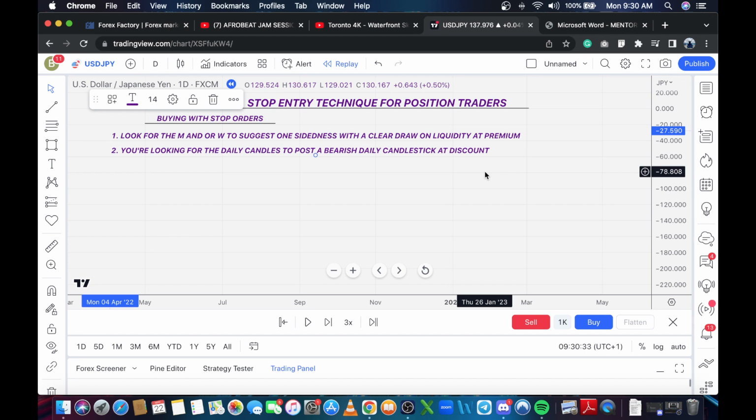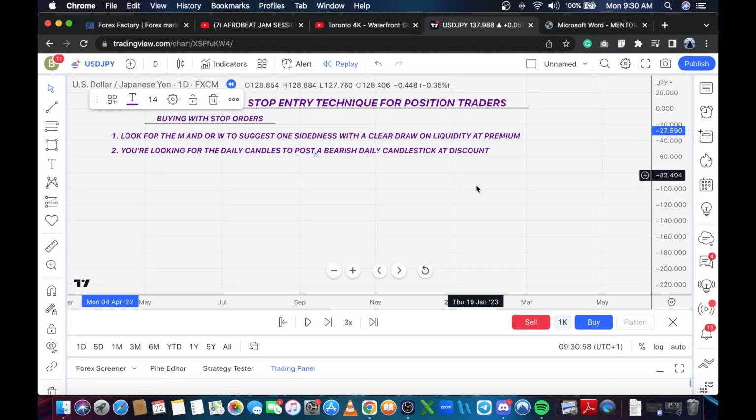It could be a bearish order block or an old high or a daily rejection block or a weekly rejection block or even a monthly rejection block. It could be any of those things. Once you've identified your general liquidity at premium, okay, what you're looking for is the daily time frame to post a down candle at discount.